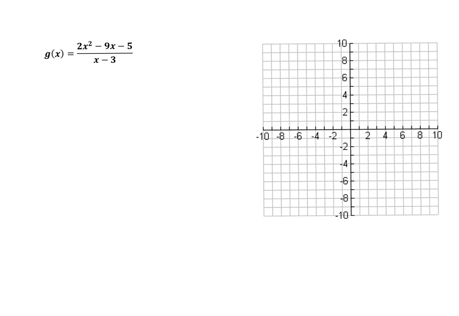Hi everyone, in this video we are graphing a rational function. g of x is equal to 2x squared minus 9x minus 5, all divided by the quantity x minus 3. Now remember, we can identify this as a rational function because we have a polynomial in the numerator and a polynomial in the denominator. So anytime you have a polynomial divided by another polynomial, that's a rational function.